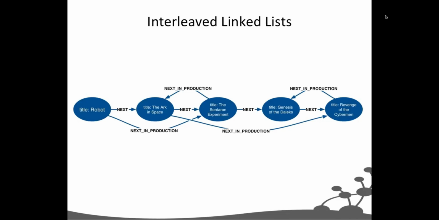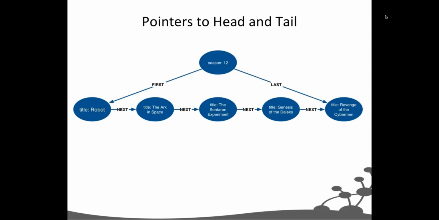Okay. So this is an example of specializing by using different relationship names according to different use cases. Now I can reconstruct the order in which things were broadcast and the order in which they were produced. Okay? And as long as my queries are focused on one or other of those relationships, we'll ignore all of the others. Okay? I get the best of both worlds.